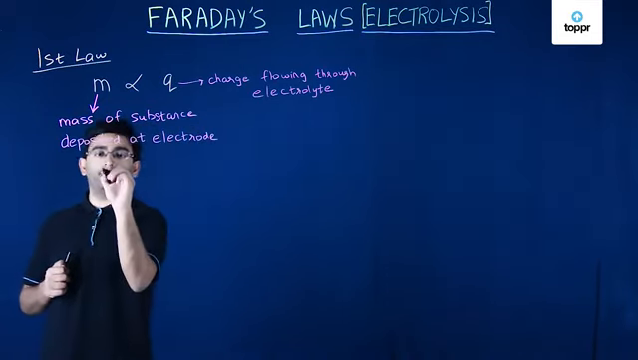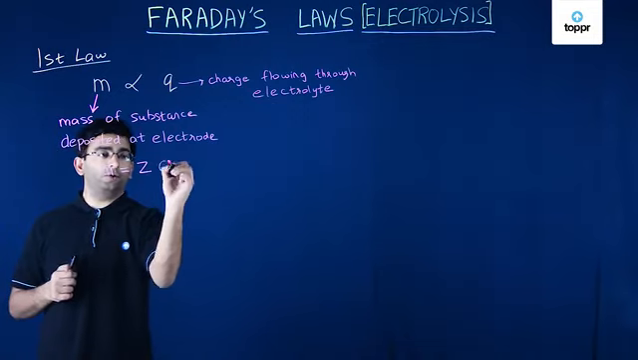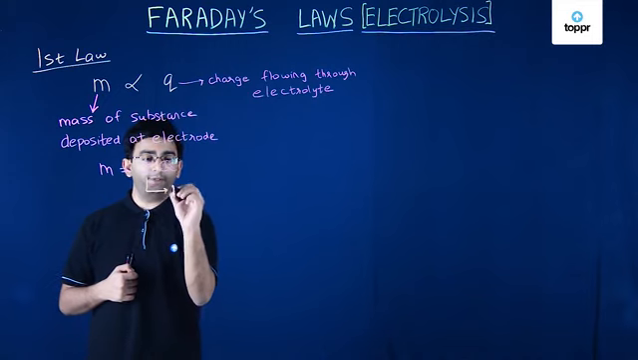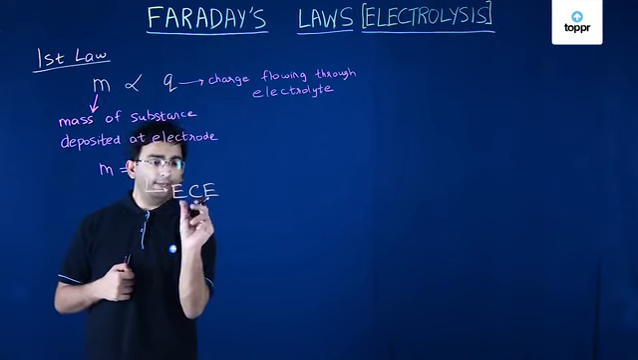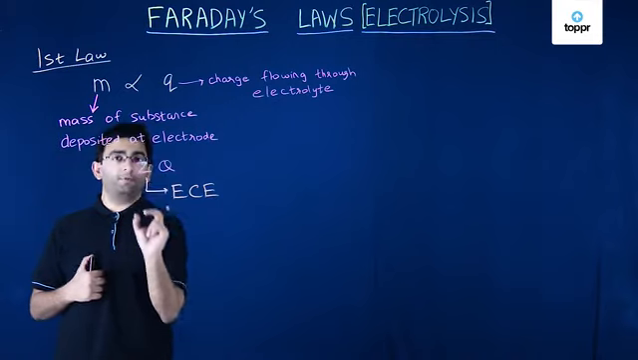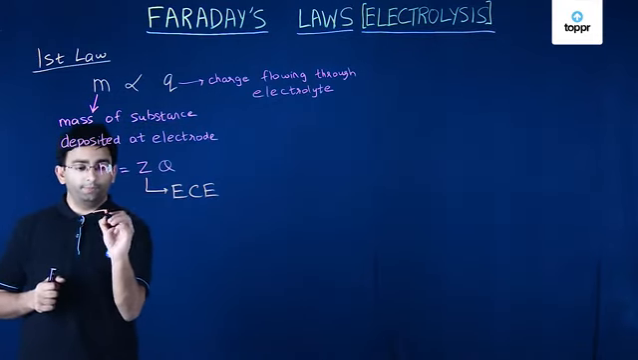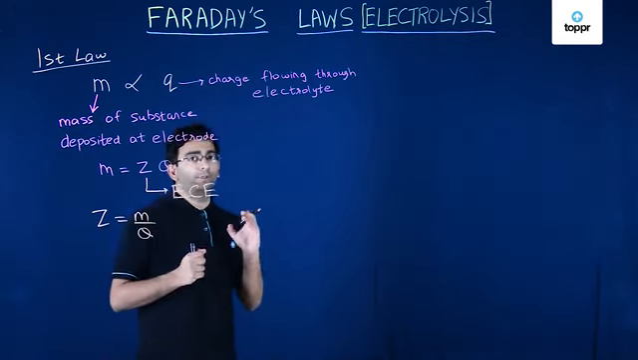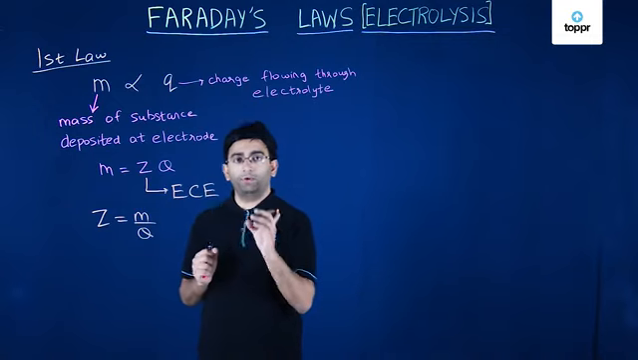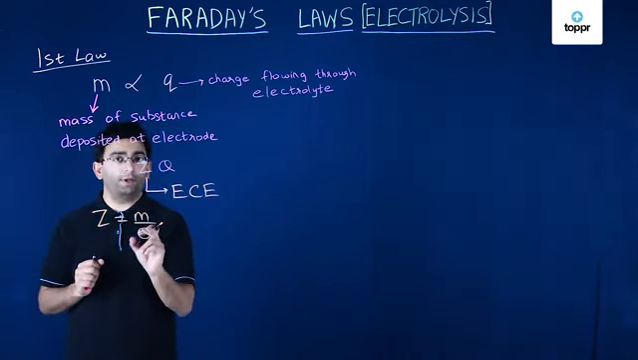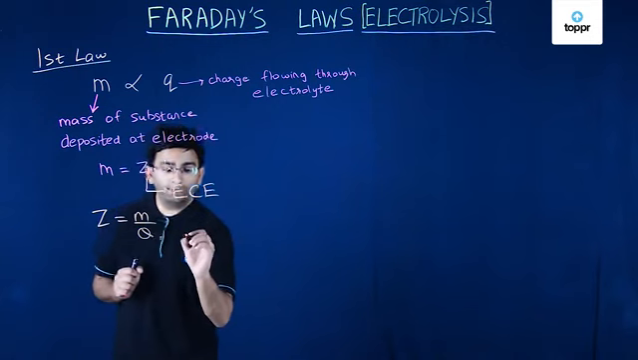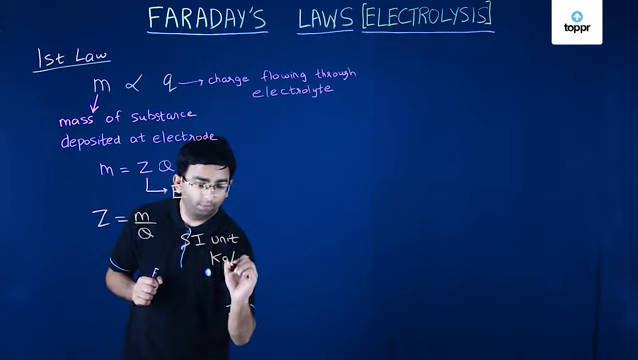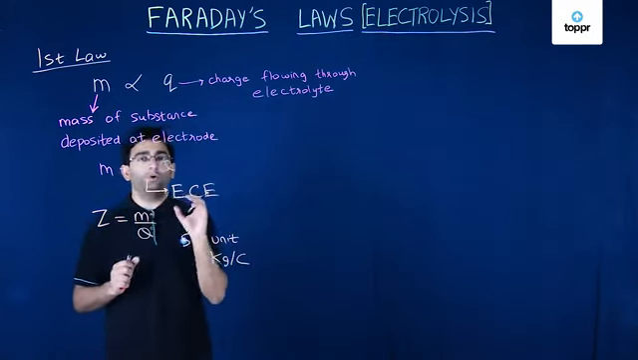So we can write this as M is equal to ZQ, where Z represents the electrochemical equivalent, or ECE. So Z can be written as M by Q. Z basically means how much mass is deposited on an electrode per unit charge flowing in the electrolyte. The SI unit of Z is kilograms per coulomb. So this is the first law of Faraday.